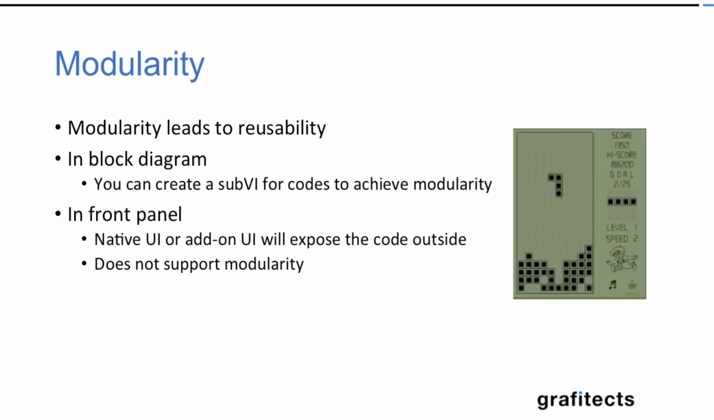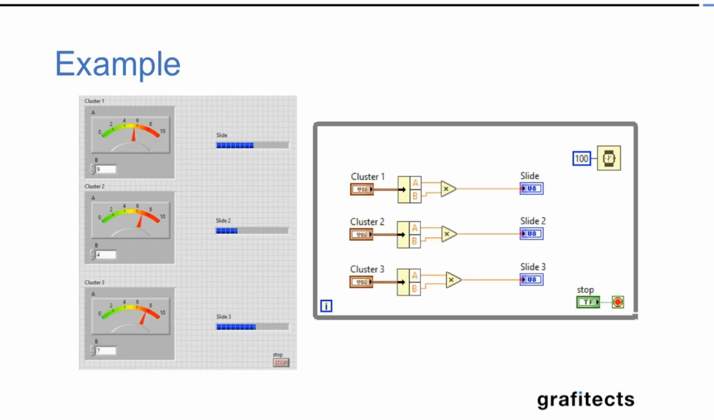Modularity does not only mean sub-VIs, but modularity is something that aids the reusability of your code. In the block diagram, we can create a sub-VI out of a sub-VI to create modularity, but it is not possible in the front panel because the native UI or the add-on UI is going to expose the code.